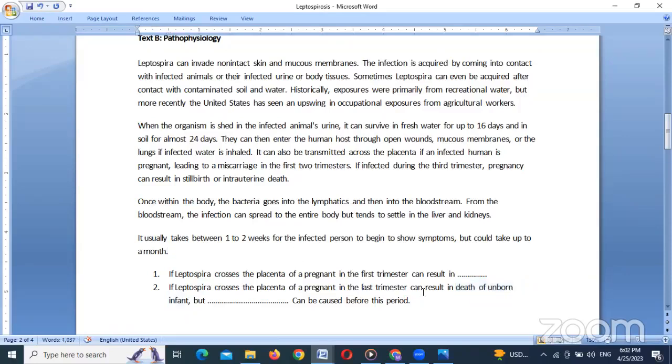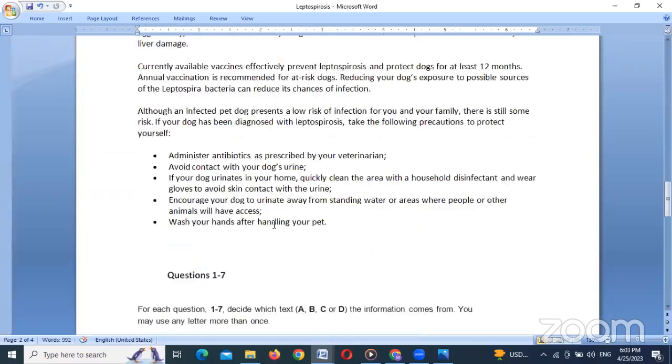So this is the issue: you need to learn how they make the question. Never ever will the examiner ask you a question like this, because everybody can answer it. If leptospira crosses the placenta in the first trimester, it can result in, everybody will answer miscarriage. But if I make the question like this, some of you will write stillbirth, some intrauterine death, some miscarriage, some infection, okay? So this is how the examiner makes things tricky for you. So please, when you do reading questions, keep these things in mind, okay?